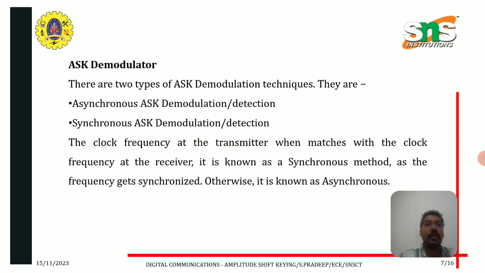ASK demodulator. There are two types of ASK demodulation techniques: asynchronous ASK demodulation and synchronous ASK demodulation. When the clock frequency at the transmitter matches the clock frequency at the receiver, it is known as the synchronous method, as the frequency gets synchronized. Otherwise it is known as asynchronous.